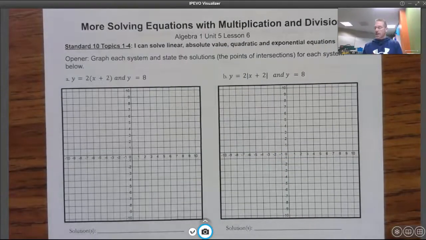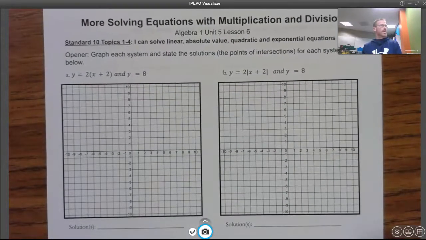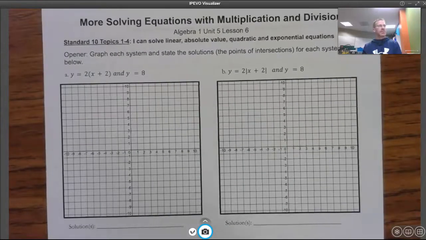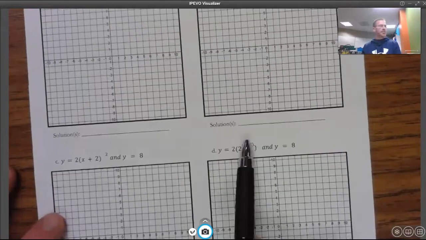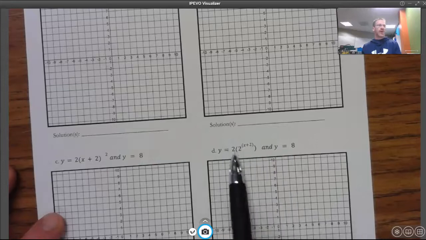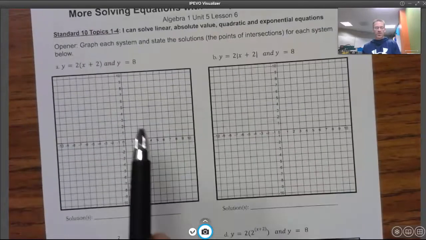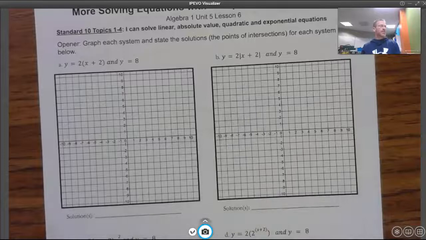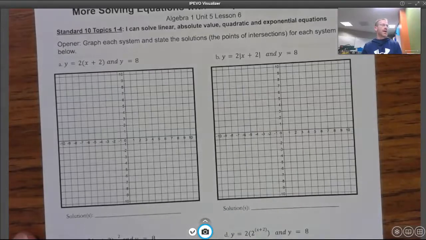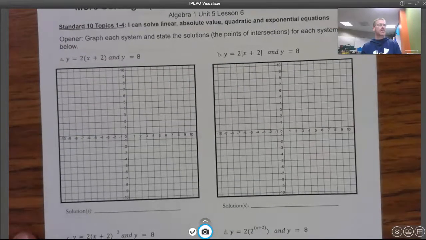Just like we've done in most of our lessons here, I'm going to have you do the opener, but I'm only going to have you do parts A, B, and C. I'll do the exponential with you because we didn't quite talk about how to graph one in this form. But you should be able to do parts A, B, and C. So go ahead, pause the video, do parts A, B, and C, flip it back on, and we'll see how you did.